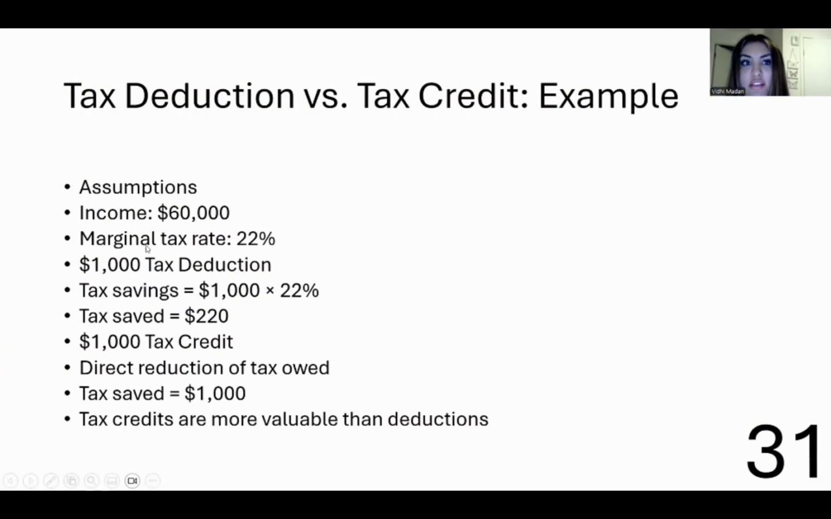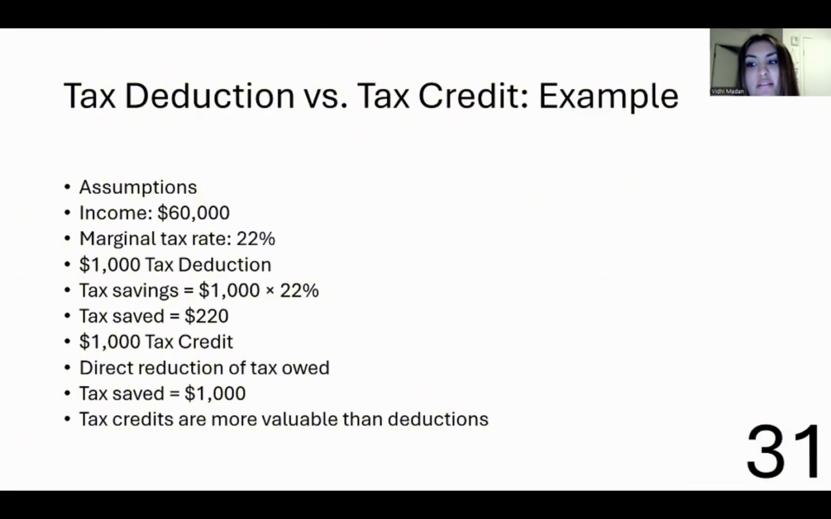Here I have an example that is tax deduction versus tax credit. To see why some tax strategies are more effective than others, it's helpful to compare. We're assuming that a taxpayer earns $60,000 and is in the 22% marginal tax bracket. If the taxpayer claims a $1,000 tax deduction, that deduction reduces taxable income by $1,000. At a 22% tax rate, the actual tax savings is only $220.